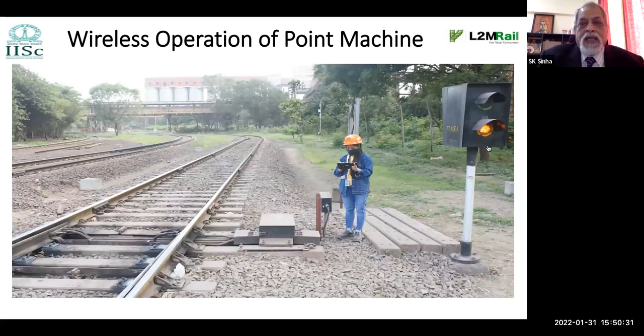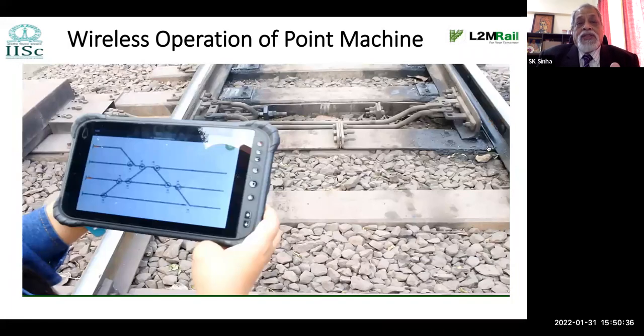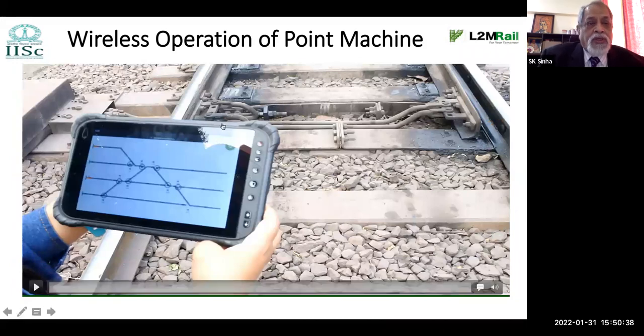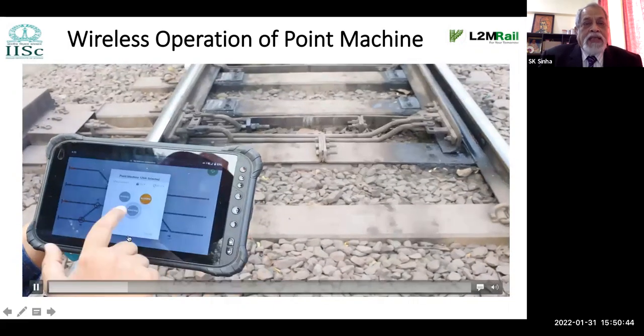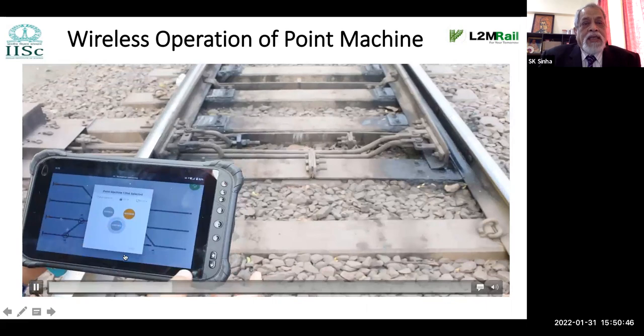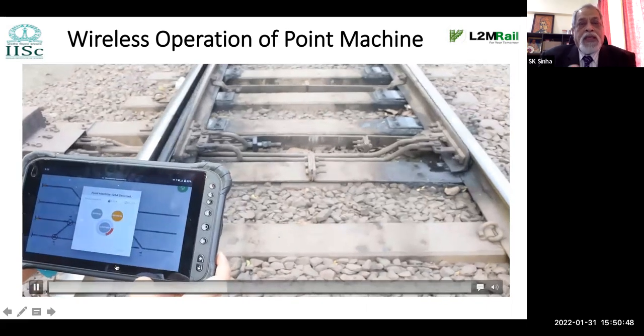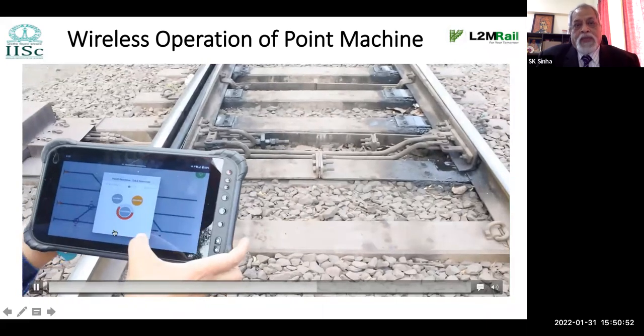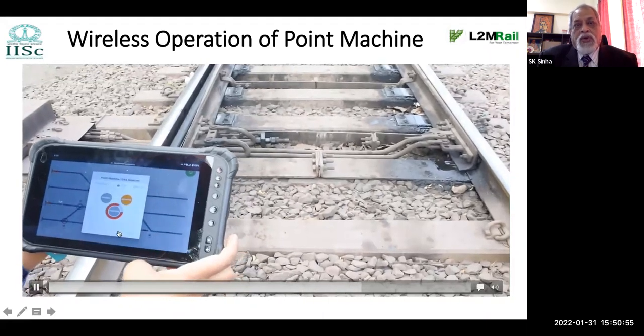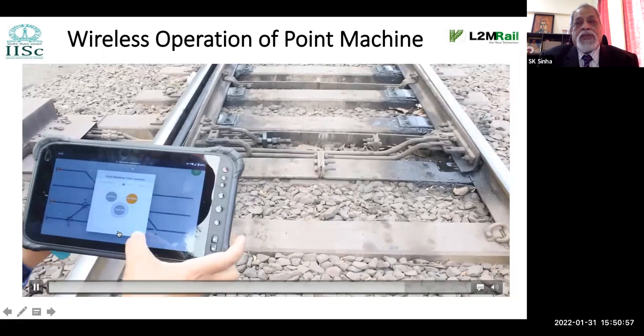So this is what we have done. The driver doesn't have to get down to do this. He or she can do it from there. Okay, one more small video to show how it operates. The person first chooses the point to operate, gets another view like this, then confirms that he wants to operate, the point moves, and he gets the indication on the tablet also. The indications are two, one on the roadside, another on the tablet, that it has moved.